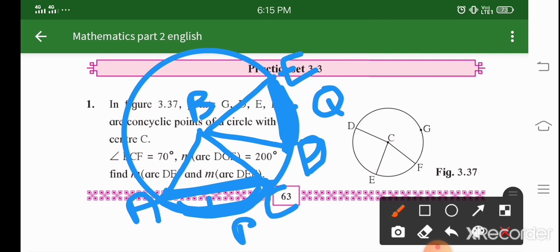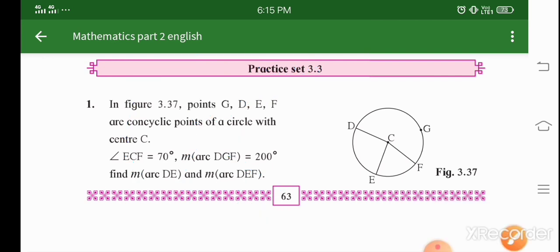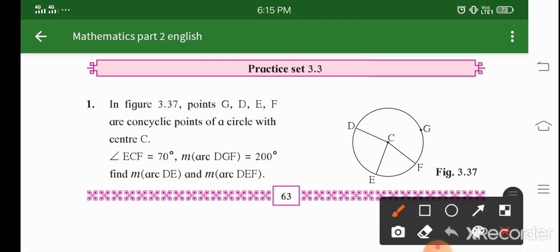So let's start with our practice set 3.3. In the first question, in figure 3.37, what they have given: the points G, D, E, F are concyclic. Concyclic means what? Look, there is a circle, and these points are on the same circle, so we call them concyclic. I think this is clear. So these are concyclic points of a circle with the center C. Can you see the C?